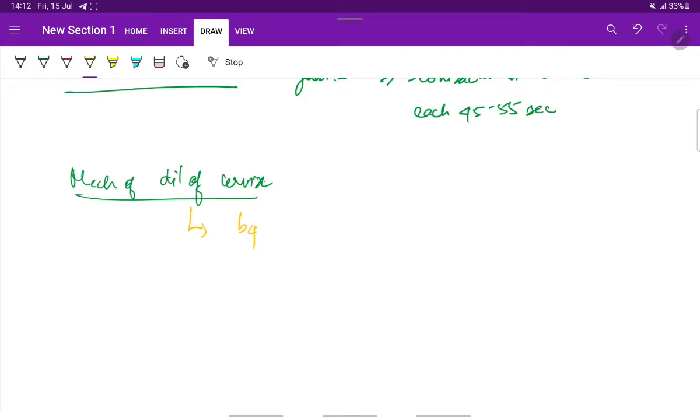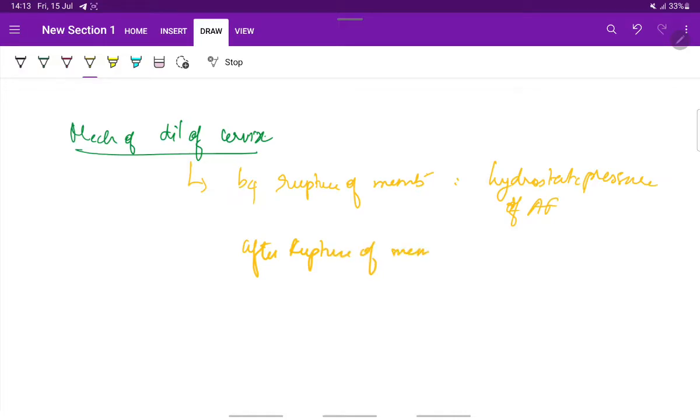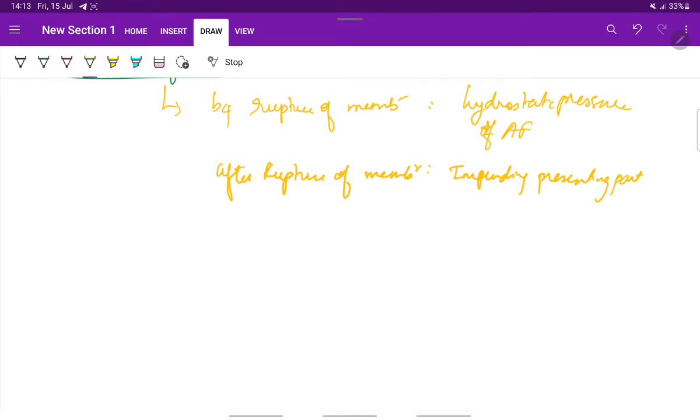Also, before the rupture of membranes, that is when the membranes are intact, the hydrostatic pressure exerted by the amniotic fluid after getting impulse from the fetus is responsible for the cervical dilation, whereas after the rupture of membranes, the impending presenting part exerts pressure causing reflex uterine contractions and thereby causing cervical dilation, and this is more powerful than the previous one.